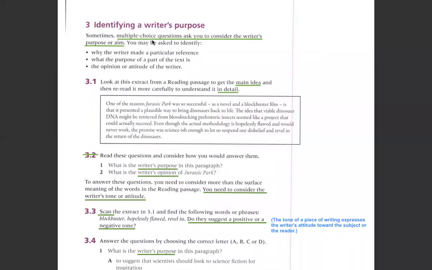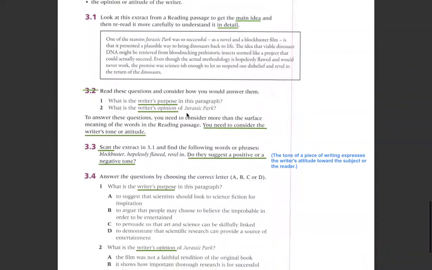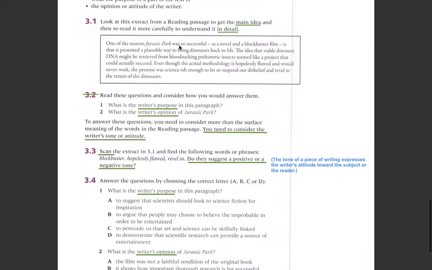So in some multiple choice questions, you may be asked to consider the writer's aim or purpose. The aim is the reason why they're writing. So this focuses on the main idea. Here we have a short passage. I want you to quickly skim read it. I'll give you 30 seconds to get the main points. You don't have to answer any questions, just read it quickly.